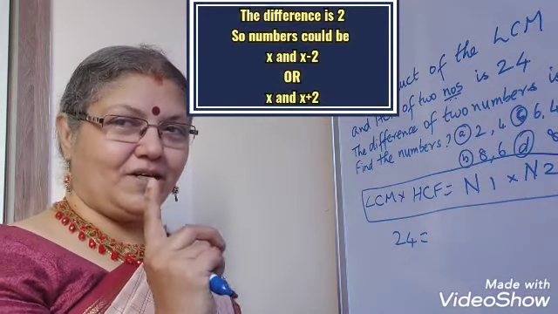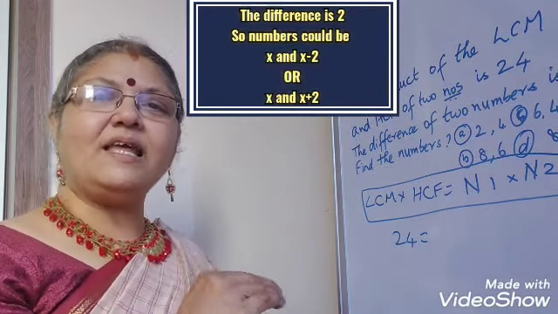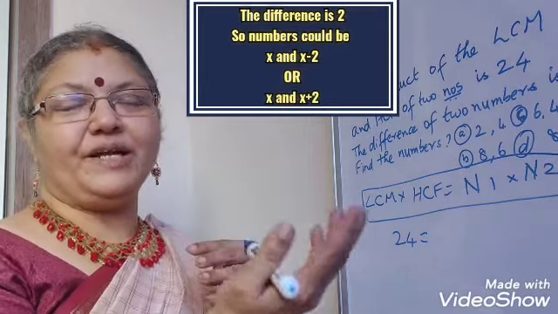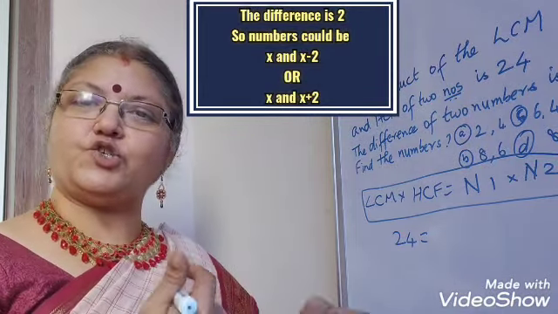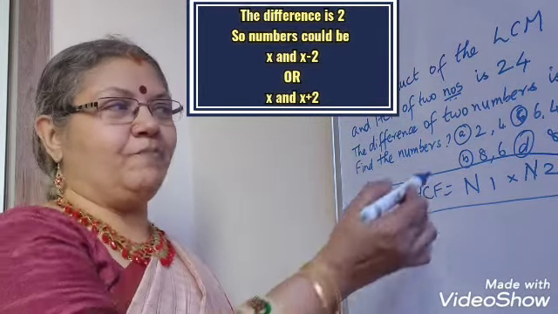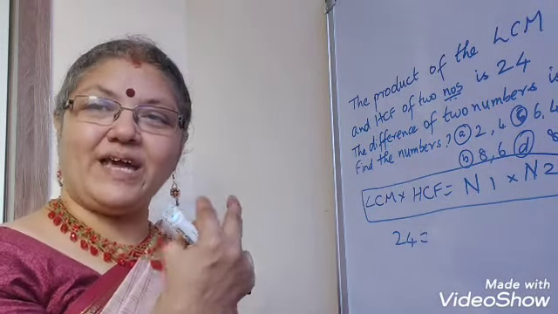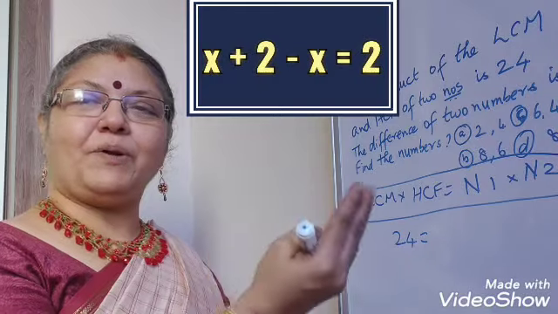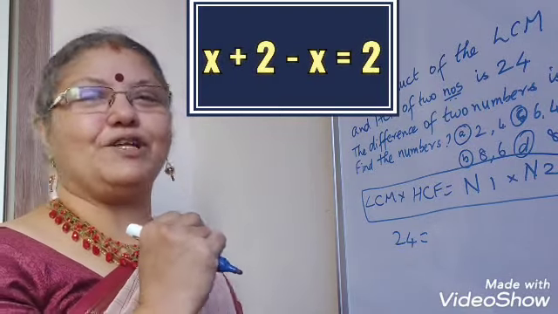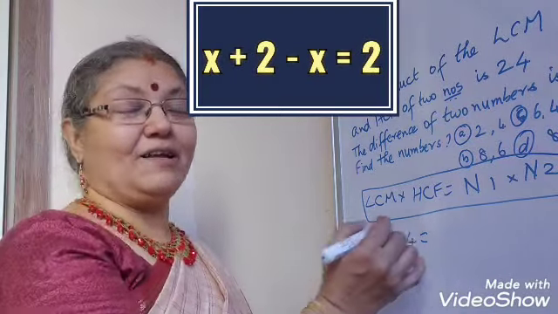So if I have a number which is say x, the other number can be taken as x plus 2 or x minus 2. Both ways are absolutely okay. Why is that? Because the difference between the two numbers is 2. So if I have x and x plus 2, and I subtract x from x plus 2, I get the difference as 2. So it satisfies that.